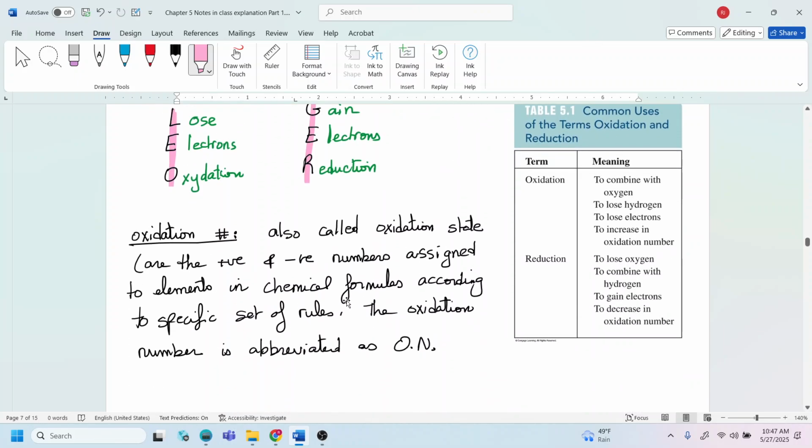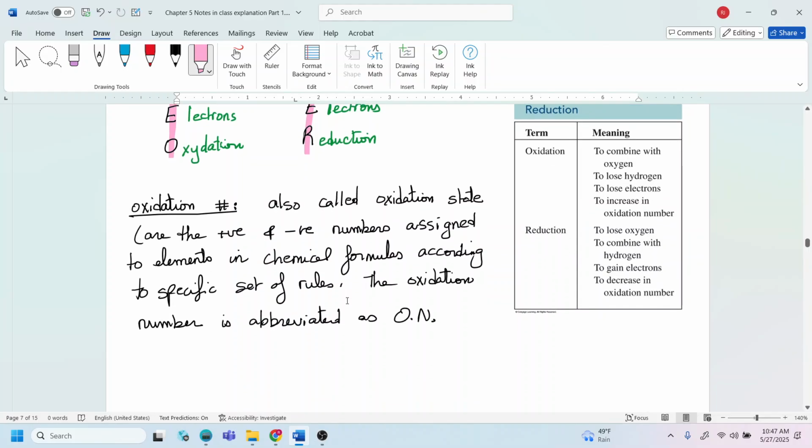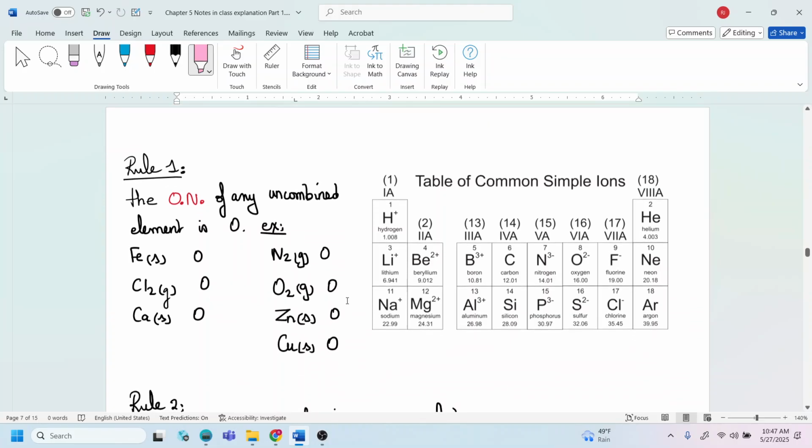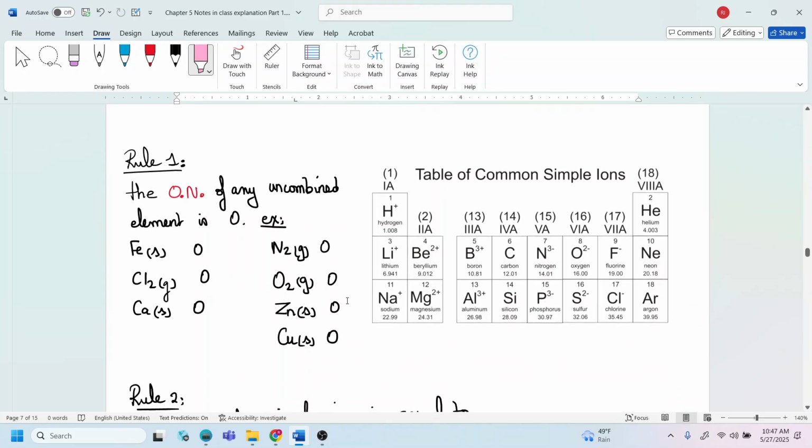So oxidation number is also called an oxidation state. And these are the positive and the negative numbers assigned to the element in chemical formulas, of course, according to specific rules. And oxidation number is abbreviated by an ON. We did talk about oxidation numbers in the chapter before, and we said that this follows certain rules. For metals, metals always lose electrons. Non-metals do gain electrons, and when they lose electrons, you represent this by a plus sign.